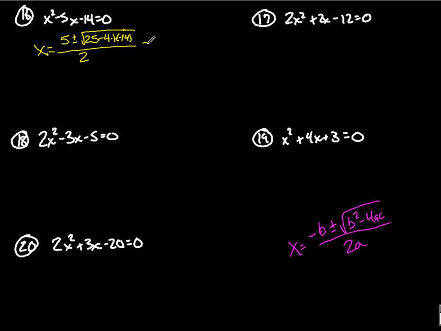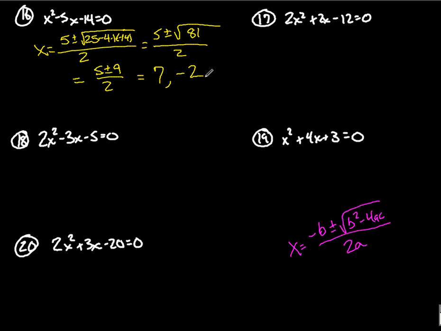So I'll simplify that. This will be 5 plus or minus the square root of, a negative times a negative becomes a positive, so 28 times 2 would be 56, plus 25. Comes to the square root of 81 here, all over 2. The square root of 81 is 9. So 5 plus or minus 9 over 2. If I add, I'll have 14 over 2, which is 7. If I subtract, negative 4 over 2, which is negative 2.